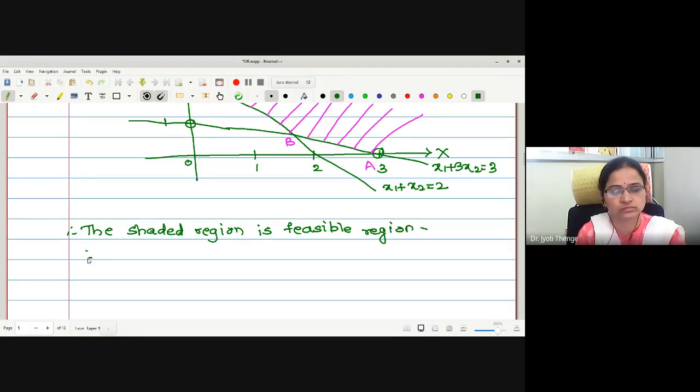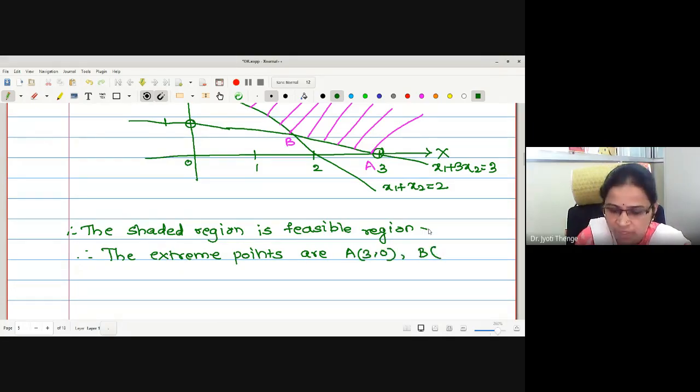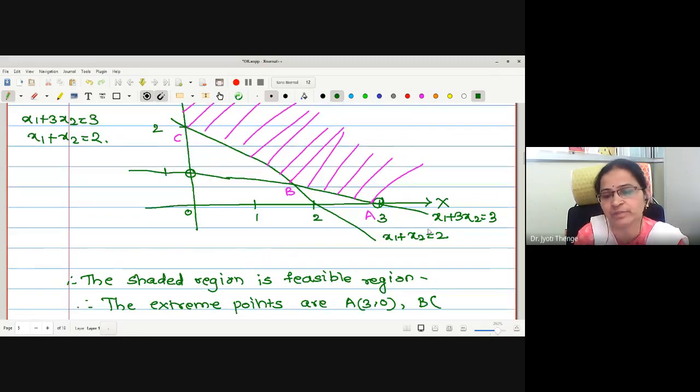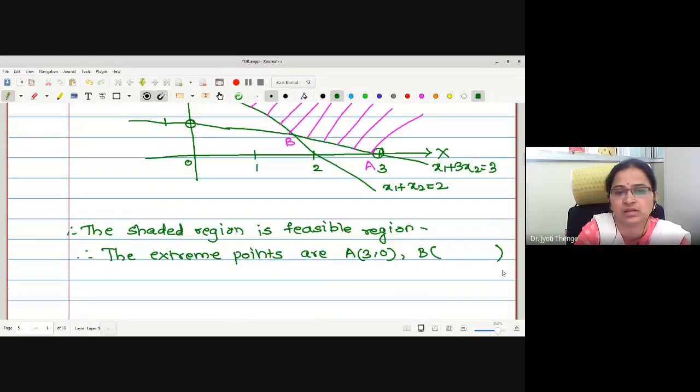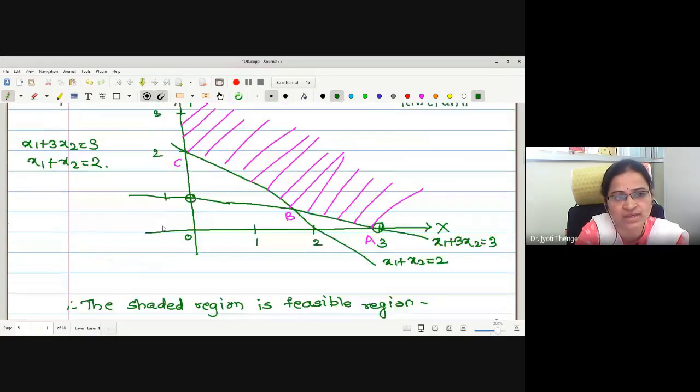Now we will write the corner points or the extreme points. The extreme points are A. What are the coordinates of A? Is it (3, 0)? What about B? If you have solved it on graph paper, can you tell me the coordinates of B? And the coordinates of C. What are the coordinates of C, as it is on the y-axis? It's 0.